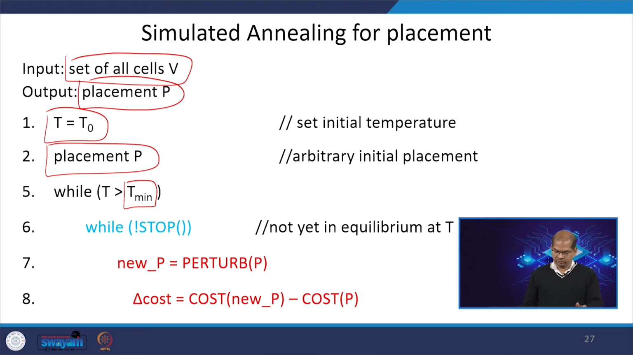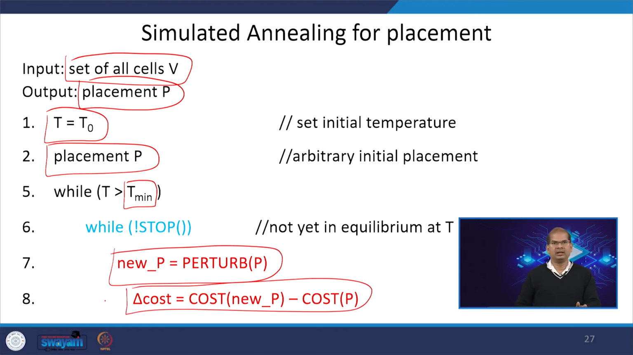What do we do? We have a perturb function, which we will discuss later. Then we have a delta cost, which is the cost of the new point minus the cost of the old point. This is the new point in the solution space, this is the old point. The new point is a new placement and this is the old placement.